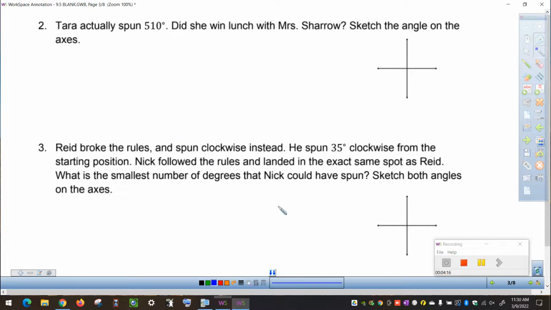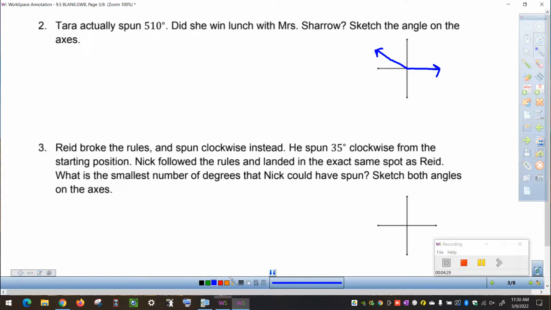So let's see what this sketch would look like. So we're still going to have our same starting position here. That's still our initial side. We actually still have the same location for the terminal side as we did before, but now what's going to look different is that arrow that we draw to show the rotation.